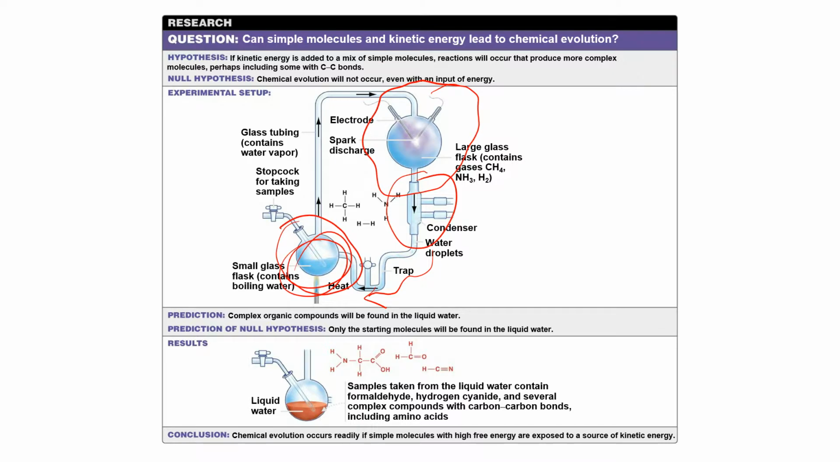So Stanley Miller analyzed samples following this process of simulating Earth's early atmosphere, and he found the presence of organic molecules in the liquid water, things like formaldehyde, hydrogen cyanide, and very simple amino acids. So basically you have inorganic molecules.